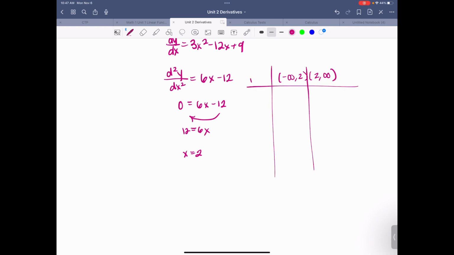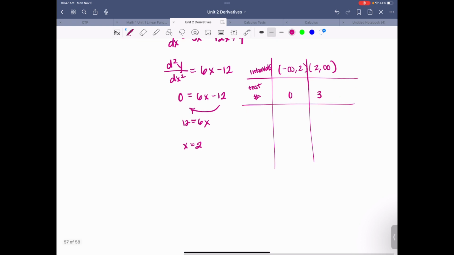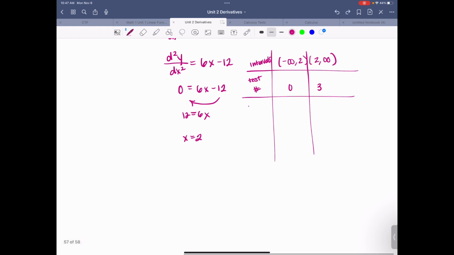So I still have my intervals here. You can see my critical number changed to 2. So I'm going to go ahead and choose test numbers within my new intervals. So again, choose easy ones like 0. I'm choosing 3 here. It doesn't have to be these exact ones. It just has to be something that fits in either one of those intervals. So now I'm looking for the sign of the second derivative. So I'm taking 0 and plugging it into my second derivative. So 6 times 0 minus 12 is just going to be negative 12, which means I'm concave down.